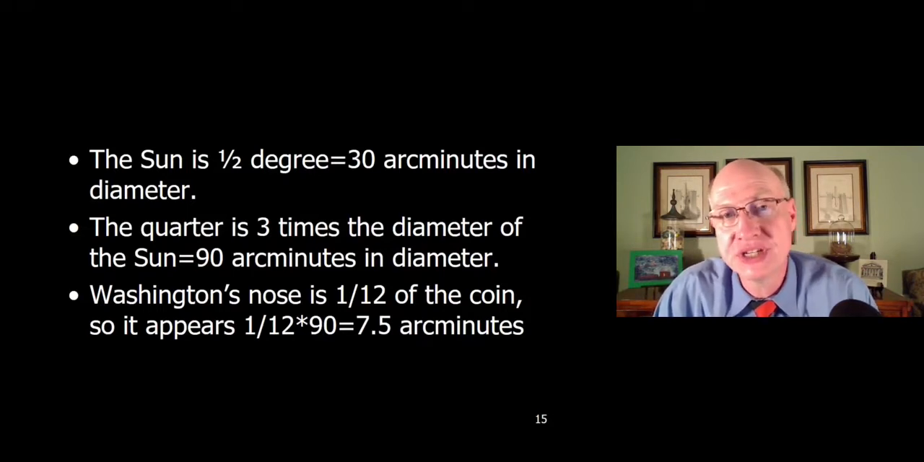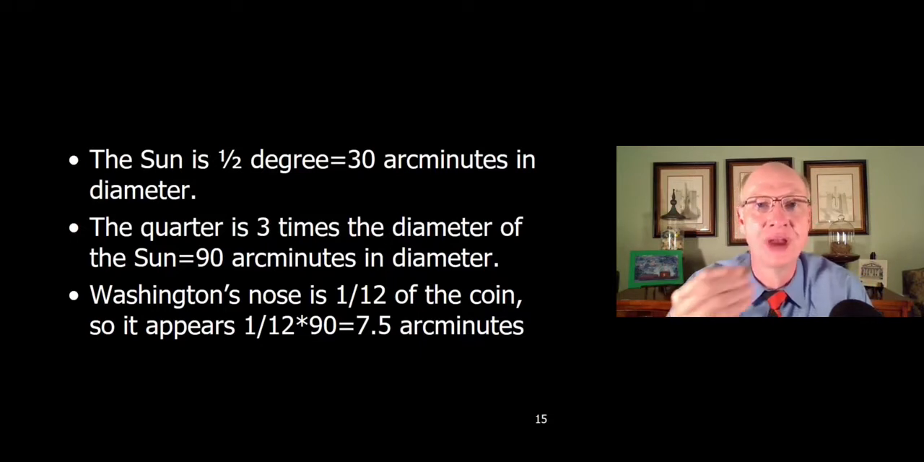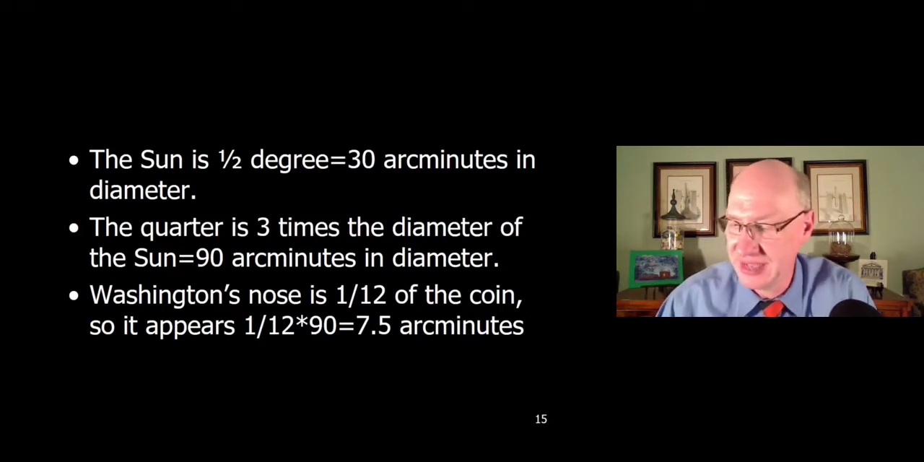And I said that Washington's nose is 1/12 the diameter of the coin. So if the coin is 90 arc minutes across and Washington's nose is 1/12 of that, Washington's nose is 1/12 times 90, or 90 divided by 12, which is 7.5 arc minutes in size. So when I hold up a quarter at arm's length, Washington's nose is 7.5 arc minutes in size.